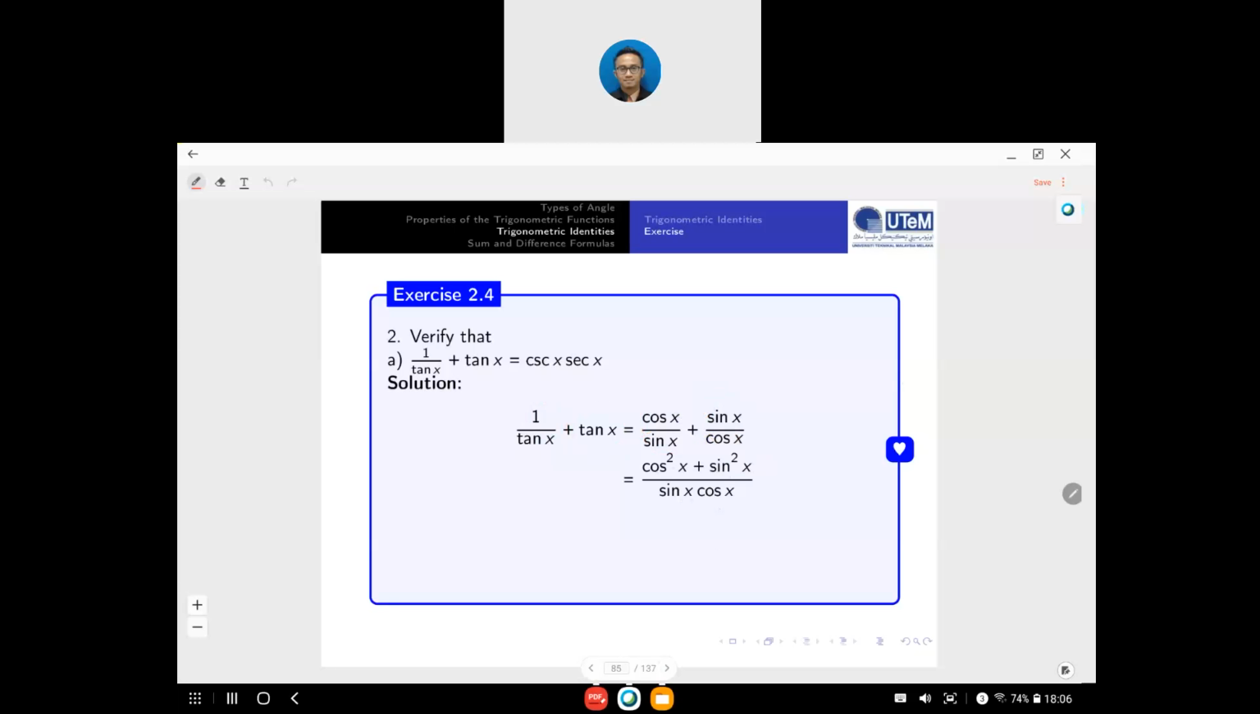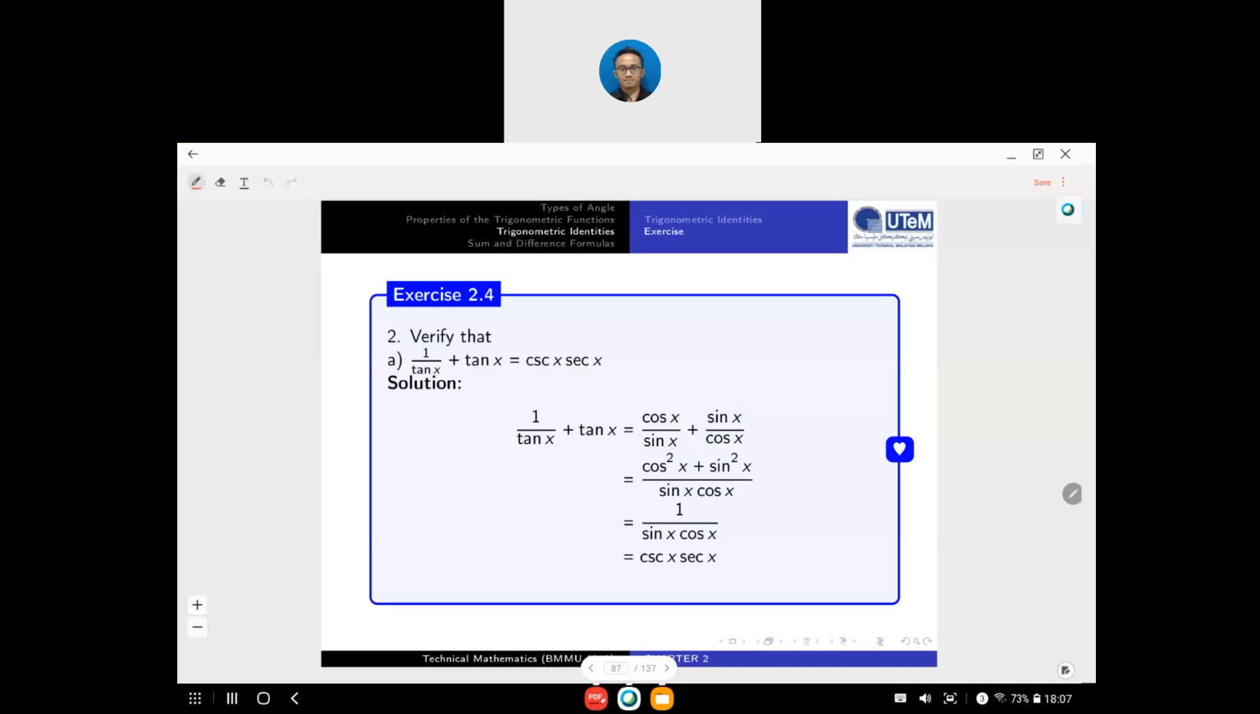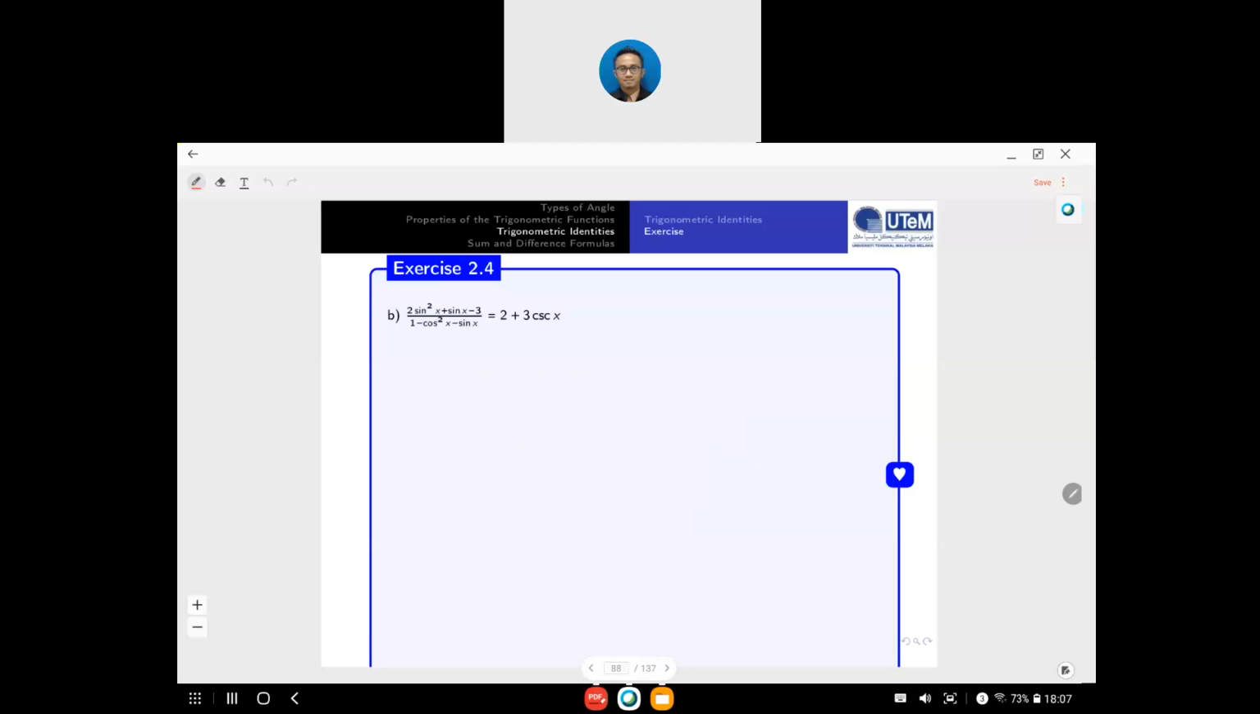You cross multiply this. Bottom times by itself. So cos x times cos x gets cos square x, sin x times sin x gets sin square x. So this one is clearly equal to 1. So it becomes 1 over sin x cos x. 1 over sin x cos x also equal to cosecant x times by secant x. So this is verified. Okay, next, B. Sorry, also the same thing. We use the left hand side here.